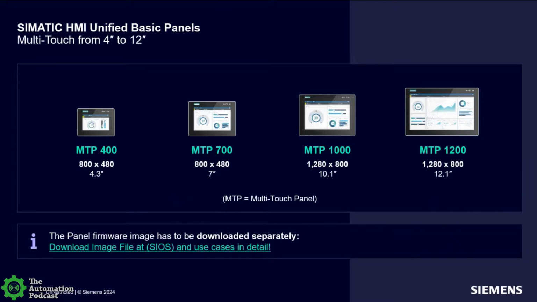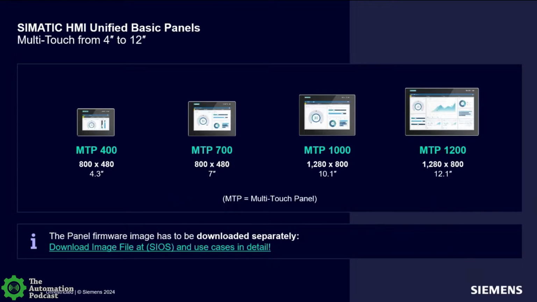That is simply multi-touch panel, and then the 4, 7, 10, and 12 is a reference to the screen size that it's associated with. So when you hear or see these names, you can get an idea of exactly what device we're talking about without knowing a part number. But the MTP 700, 1000, and 1200 with the 400.